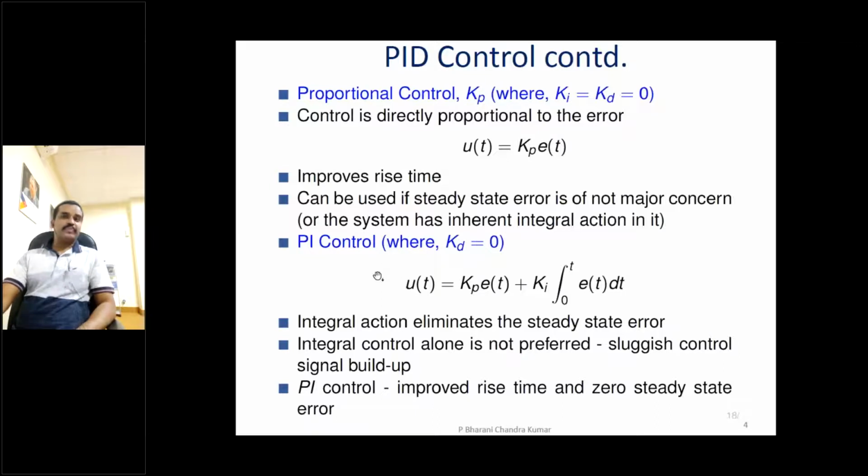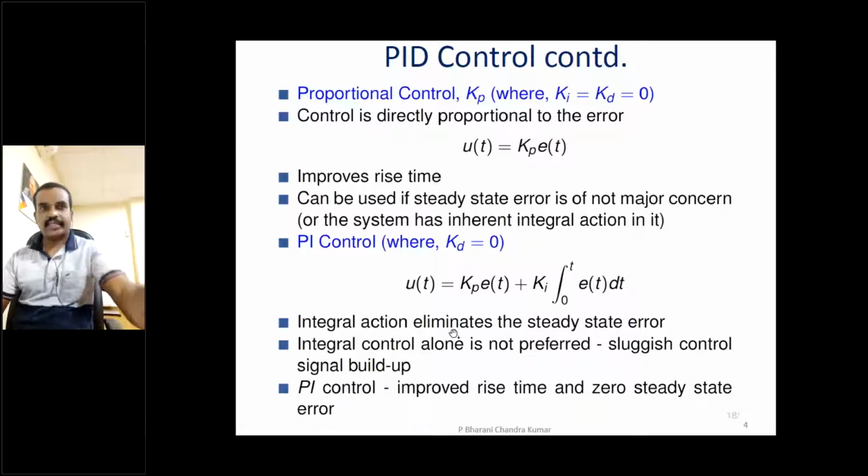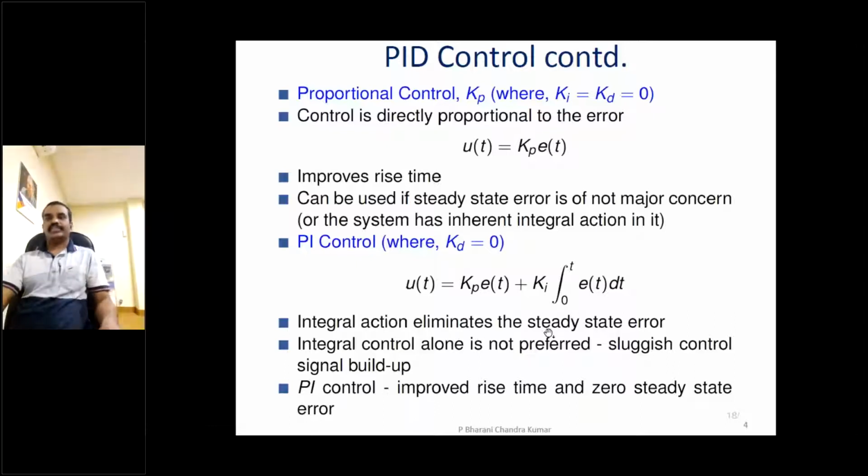The good thing about this PI controller is the steady state error. That means if you use proportional control alone, it doesn't have the capability to eliminate the steady state error. However, if you use the PI controller, it eliminates the steady state error. It has the capability to eliminate the steady state error. We'll see this one.